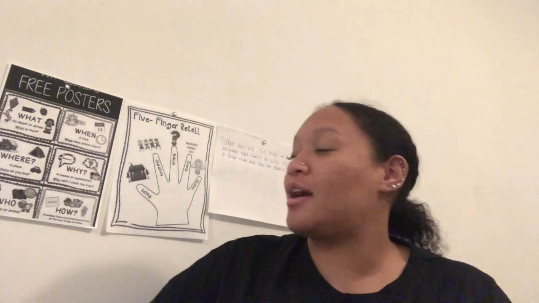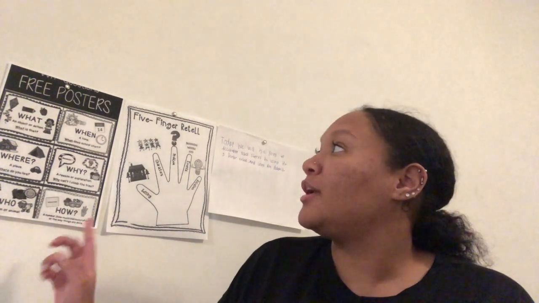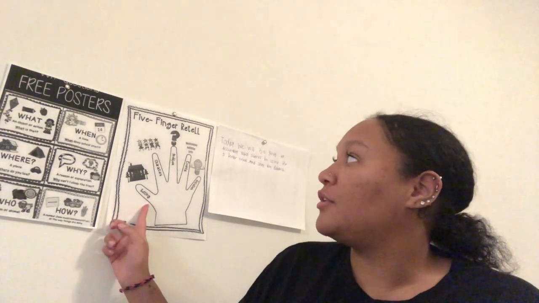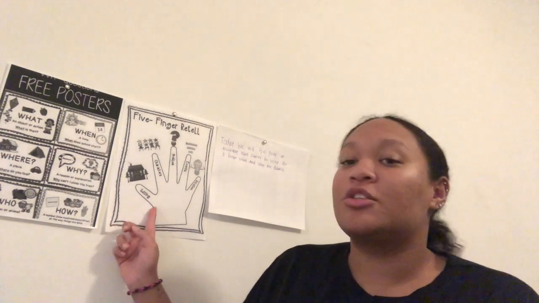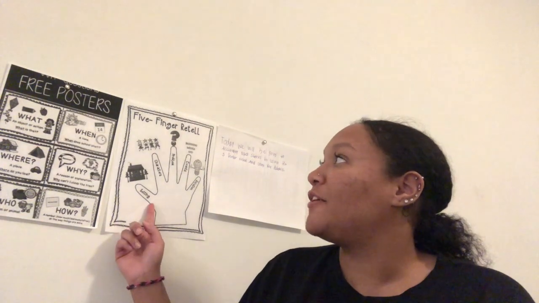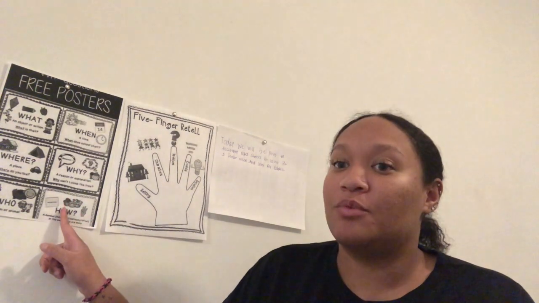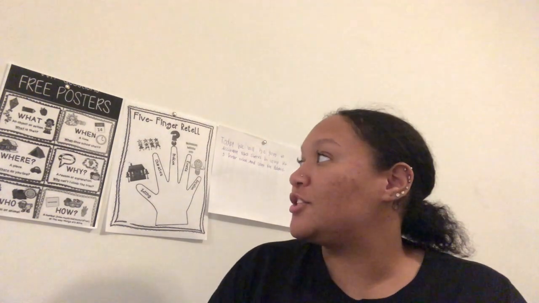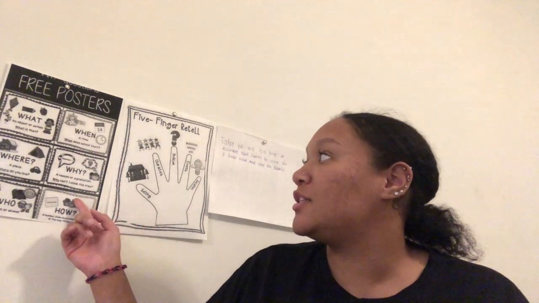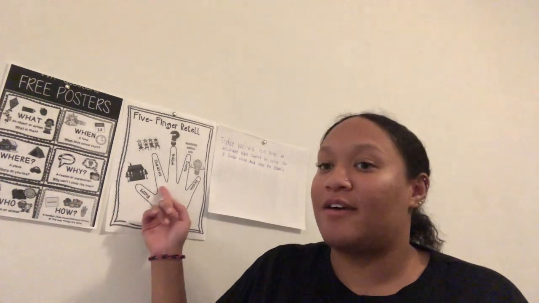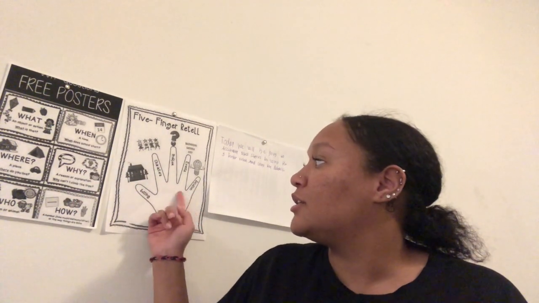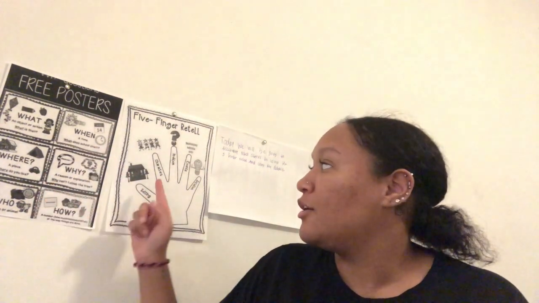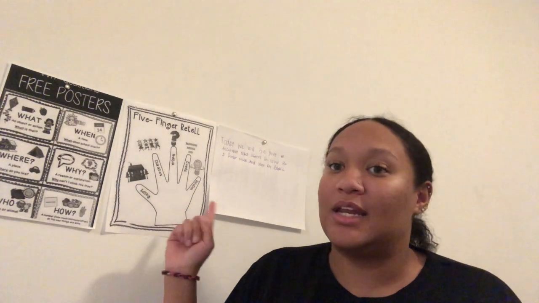So just to recap what we learned how to do today, we learned the question words, we reviewed that, and we also reviewed the 5-finger retell, and we also learned how the 5-finger retell and these question words relate to each other. So as an exit ticket, I want you guys to write down the question words that correspond with the 5-finger retell words. So for setting, remember we talked about the 2 question words that could relate to those, for characters, and for beginning, middle, and end.